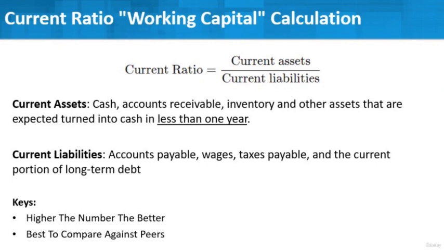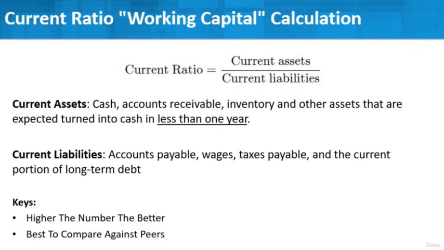And the key to this, when you calculate it or look it up, is that the higher the number, the better. If I have more assets, particularly liquid assets like cash, accounts receivable, and inventory that we can use to cover our debt, more of those is better than having more debt. So we want a number above 1.0 ideally, to show that we can at least cover our debts on a 1-to-1 ratio. But if we're at 2.0 or a higher number, that's even better.